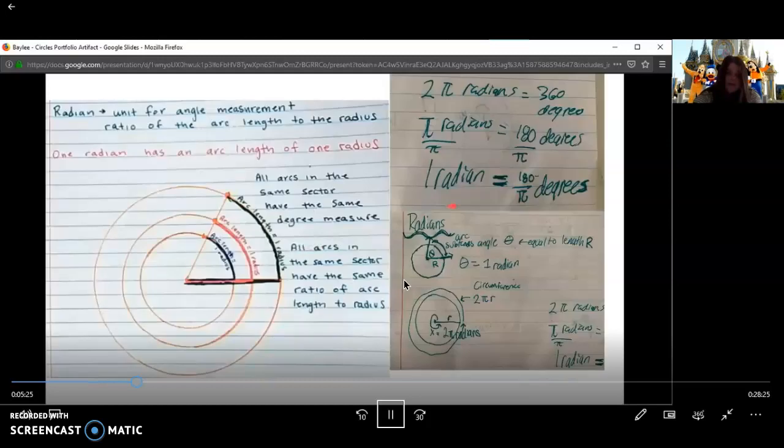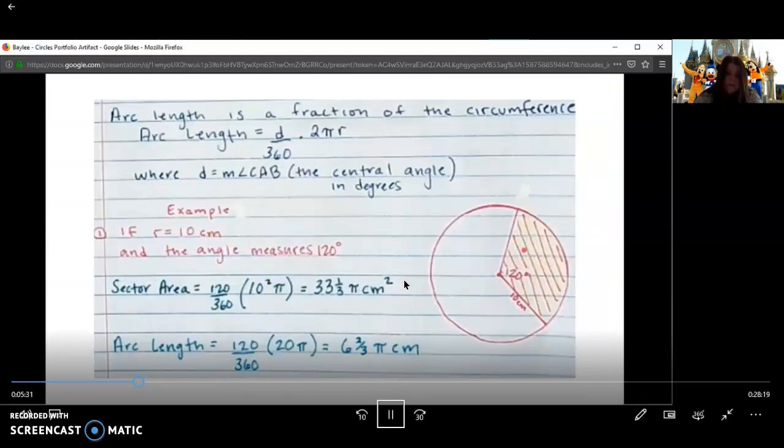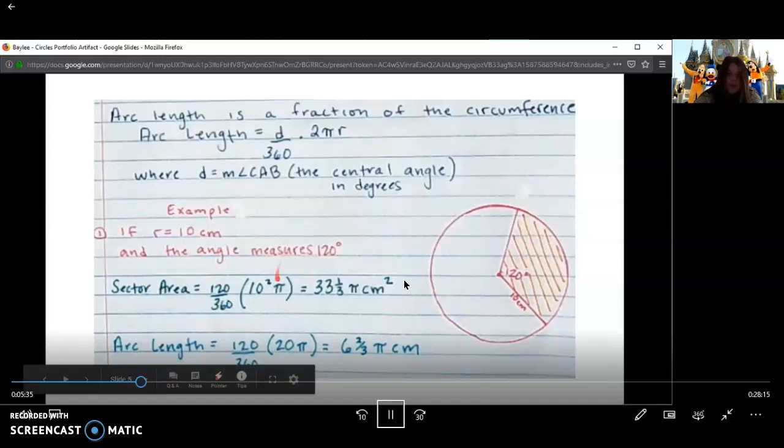And in this example, if the radius equals 10 and the angle measures 120, then you can use the formula, plugging in the 120 there and the information, and you can find your sector area and arc length using that.